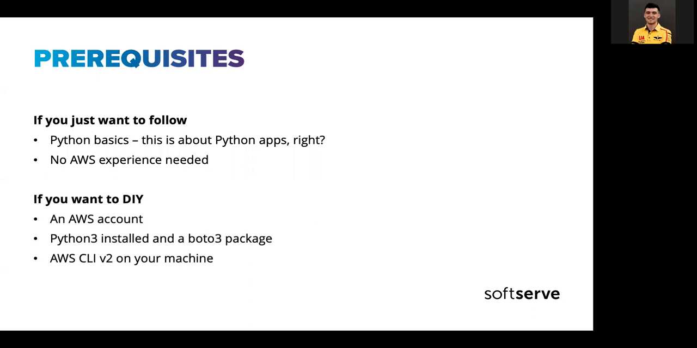And if you want to do some DIY, you will need an AWS account. You will need Python 3 installed and a Boto 3 package. And you will also need AWS CLI version 2 installed on your machine. I realize that it might be too late now for everyone to set up those things right now, but I guess it would be more comfortable for everyone if they just followed at their own pace, rather using the recording from this presentation.